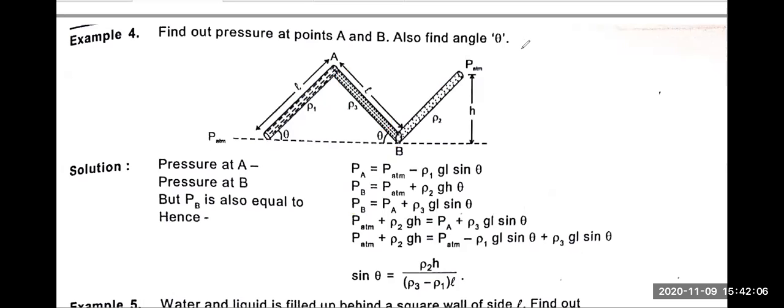Think about it. This is based on the basic concept. Even though it looks difficult, it was not that difficult. It is based on the basic concepts: what is the force, either perpendicular or parallel. I hope all of you understood this concept, guys.